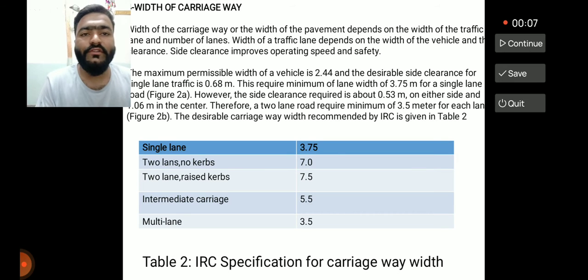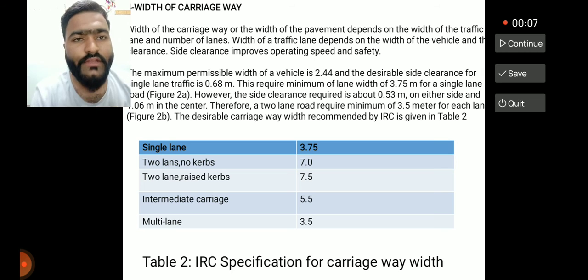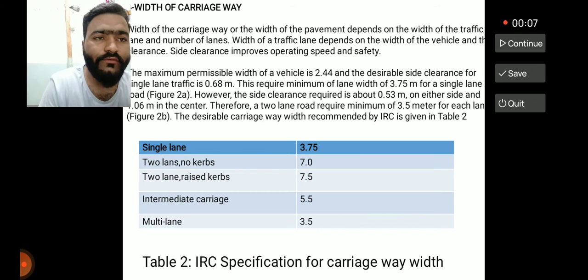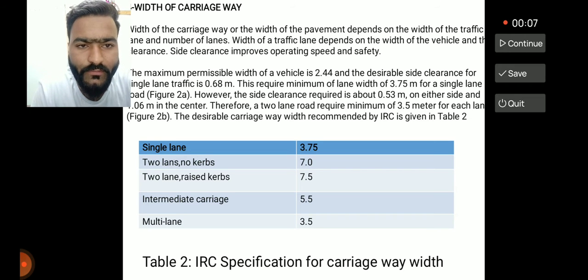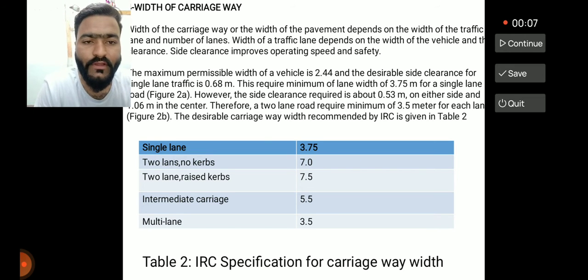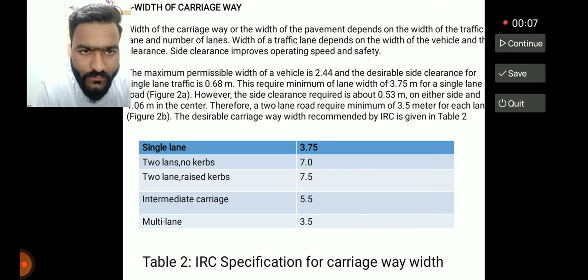Then next comes the width of the carriageway. Width of the carriageway or the width of the pavement depends on the width of the traffic lane and number of lanes. Width of a traffic lane depends on the width of the vehicle and the measurements. Side clearance improves operating speed and safety. So here you can see a table of IRC specifications for carriageway width. Single lane has 3.75, two lane with no curbs has 7.0, two lane with raised curb 7.5, intermediate carriageway 5.5, multi lane 3.5.